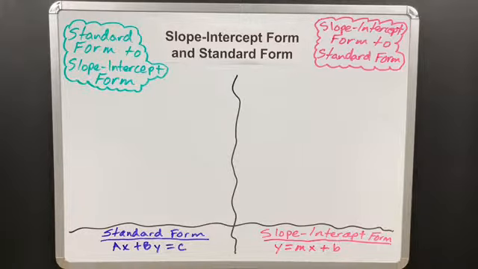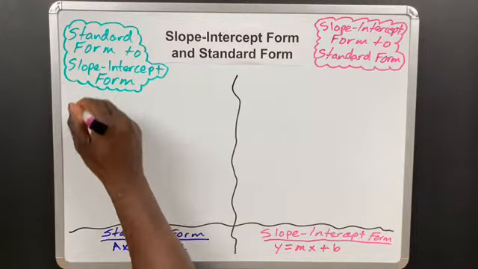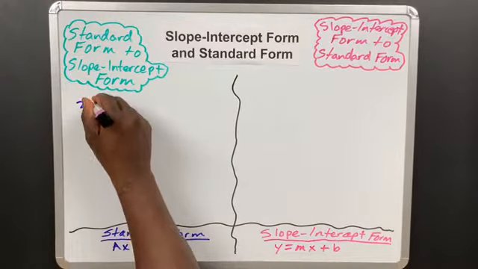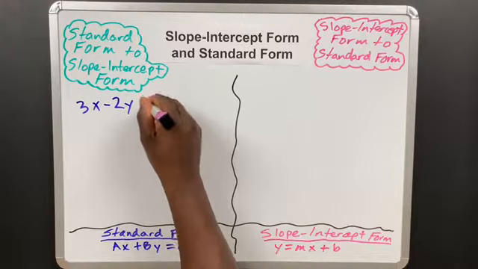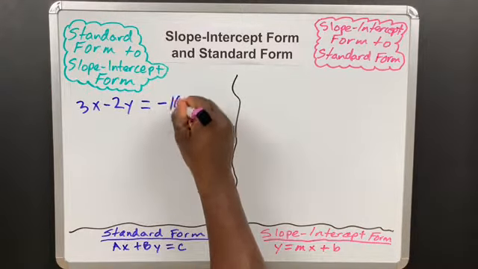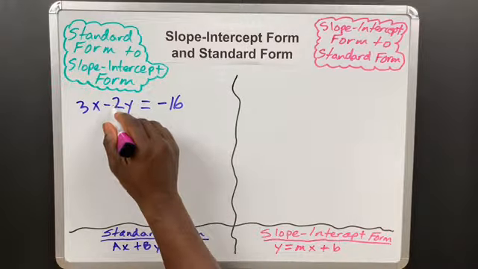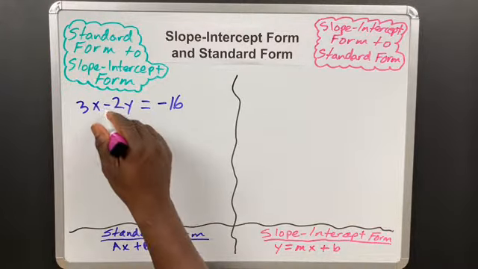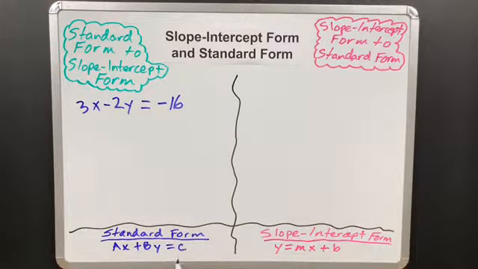All right, so we're going to have some fun with this. Let's go ahead and start first by converting the equation of a line written in standard form to slope-intercept form. So let's say we're given an equation, 3 times x minus 2 times y equals negative 16. This is standard form. A is the coefficient 3. B is the coefficient negative 2, because if we rewrite that, 3x minus 2y can be written as 3x plus a negative 2y. And C, the constant, is negative 16.